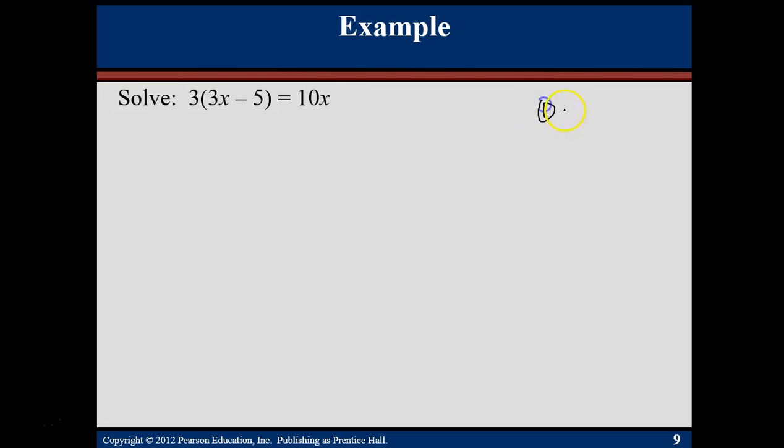Now finally, a distribute. So first I'm going to need to distribute. And then I can start thinking about combining like terms. 3 times 3x is a 9x. Times a negative 5 is a negative 15. Now I'm done with the parentheses, so that's done. There's nothing else left on that side, so I'll put the equal sign and then a 10x.